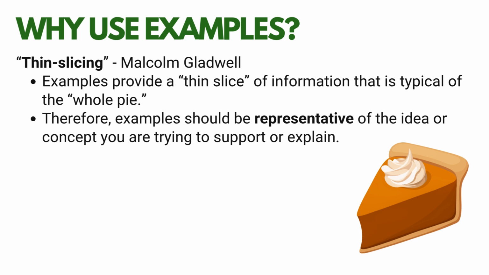Author Malcolm Gladwell calls examples thin slicing. So examples provide a thin slice of information that is typical or representative of the whole pie. That means we use one small clear piece of something to represent that bigger thing or bigger idea. So when we use examples, they should reflect the idea we're trying to explain. That one slice of pie, which is your example, should be able to represent the rest of that pie.